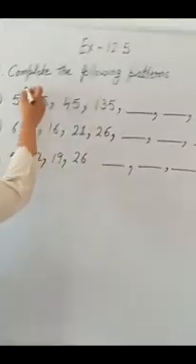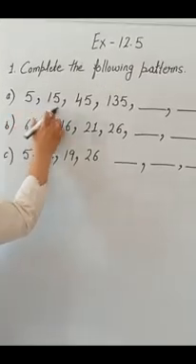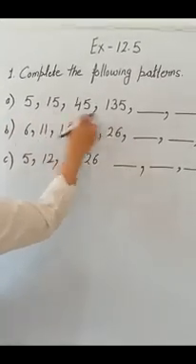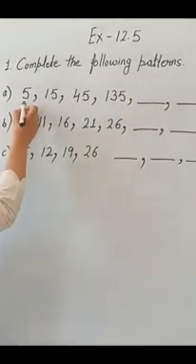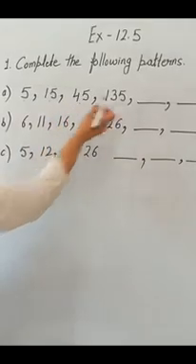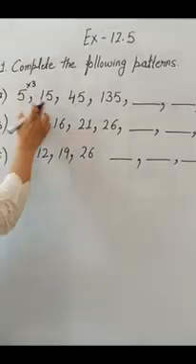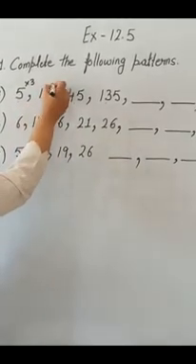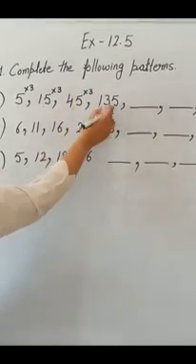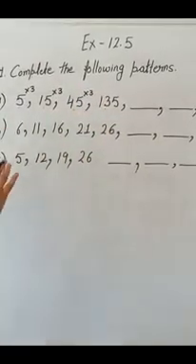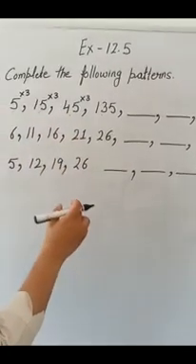Exercise 12.5, complete the following patterns. Now first we will observe the given pattern. According to the given pattern we will write the next numbers. Now in this pattern 5, 15, 45, 135: 5 multiplied by 3, 5 threes are 15, then 15 multiplied by 3 is 45, then again multiplied by 3 is 135. Now in this pattern the numbers are multiplying by 3.